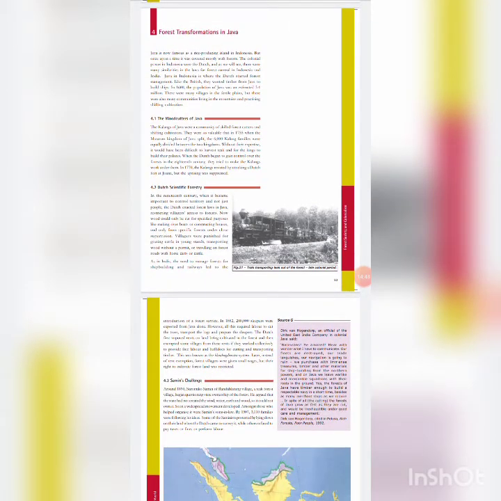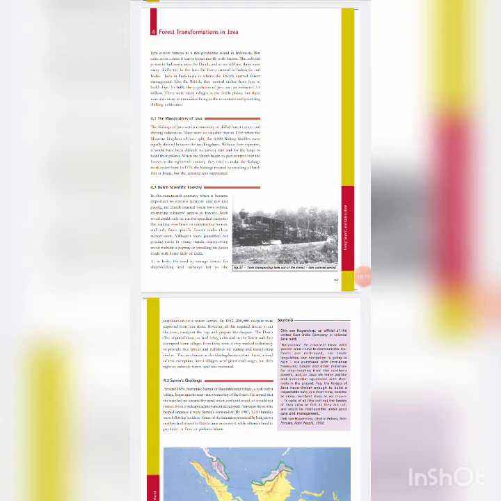Now, the forest transformation in Java. Java is famous as a rice producing island in Indonesia, but there was a time when it was covered mostly with forest. In Java, the Dutch started forest management. Villages existed in the fertile plains, and there were also many communities living in the mountains and practicing shifting cultivation.